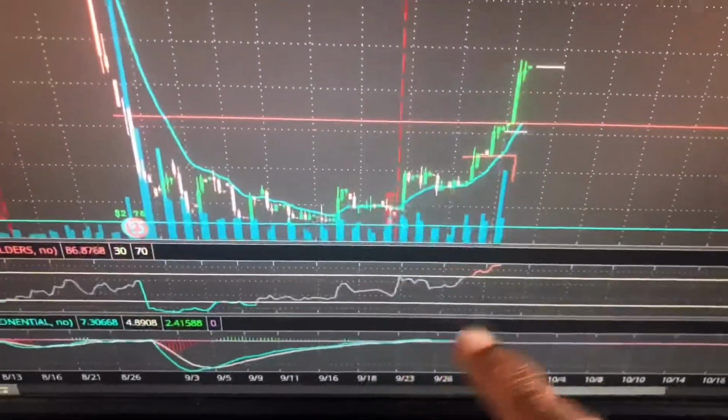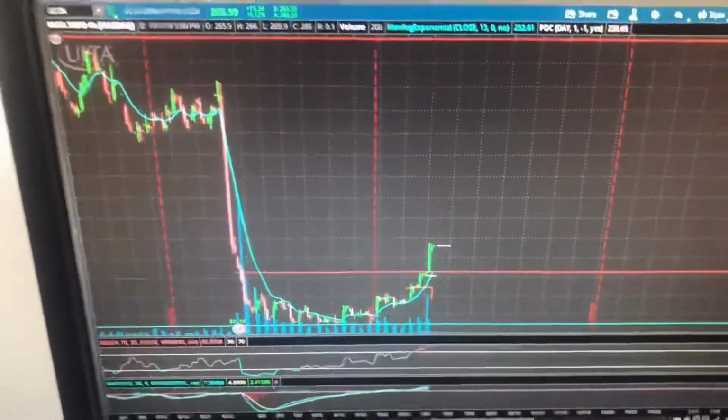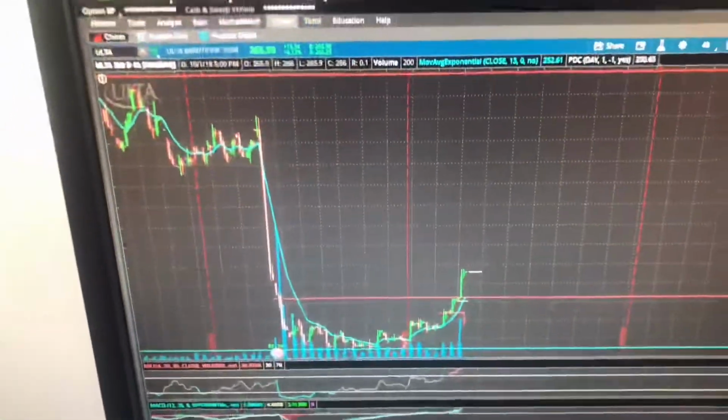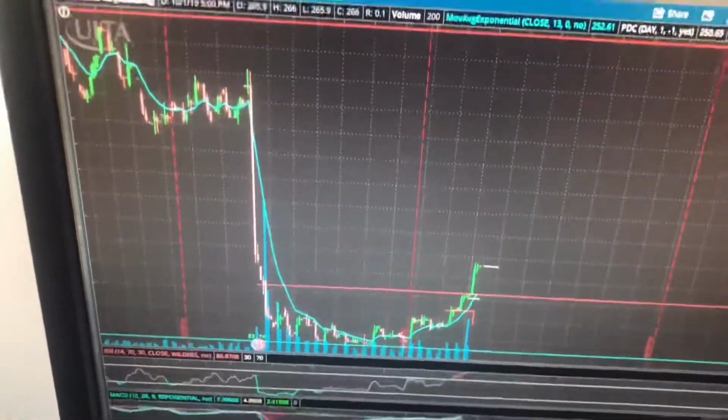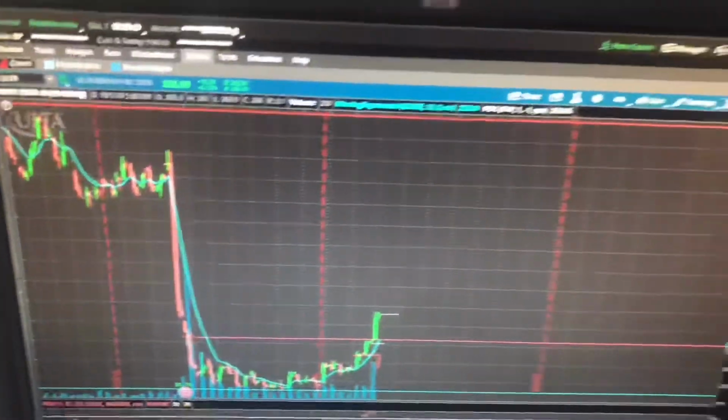The RSI pointing up and the MACD is pointing up. Confirmation of an uptrend. This is what you need to see before you enter a trade as far as day trading as well. You need to just get the overall direction of a stock. If you get the overall direction of a stock, you will be good.